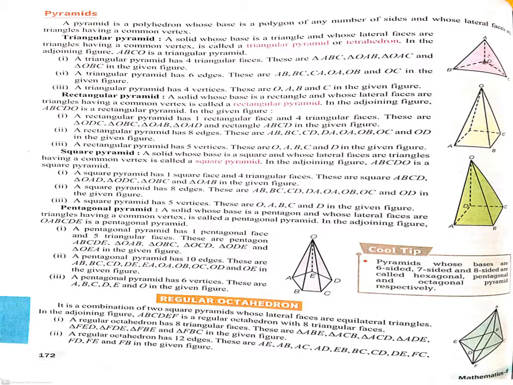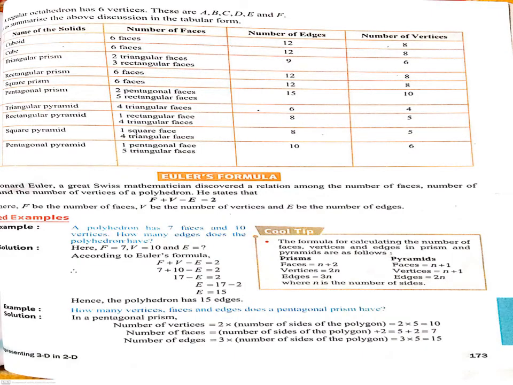So it is a combination of two square pyramids whose lateral faces are equilateral triangles. In the adjoint figure A, B, C, D, E, F is a regular octahedron with 8 triangular faces. You can see it in the picture. So this picture has 8 triangular faces, 12 edges, okay, and 6 vertex. Now you see the table. You have to learn it.